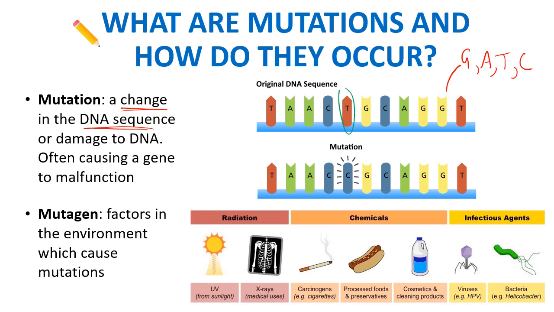You can see here we had a T in the original sequence, and some sort of mutation has caused there to be a C now. And that's often enough to cause a gene to malfunction completely, and then the protein can't work, and something bad happens to the cell.